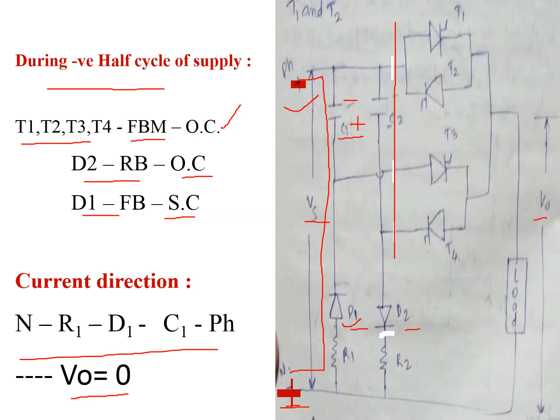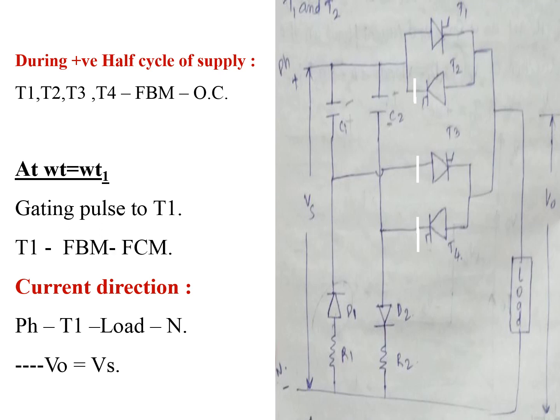By using the voltage across the capacitor, we are going to turn off the main thyristors in the coming operating modes. Now consider the positive half cycle of the supply, applying the gating pulses to the thyristors. In this case, we know all the thyristors are in forward blocking mode and act as an open circuit before applying the gating pulses.